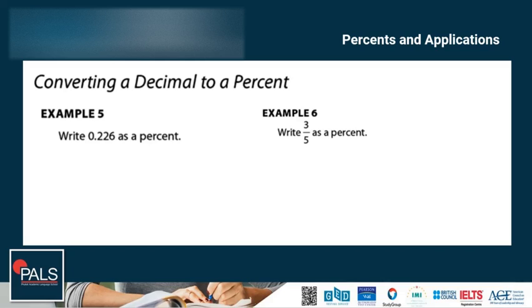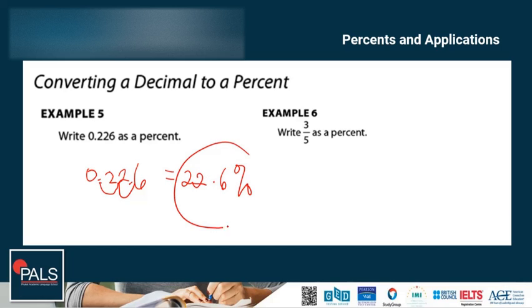Let's try example 5. Write 0.226 as a percent. This time, we will move the decimal point to the right 2 times. 1, 2. So the answer is 22.6%.